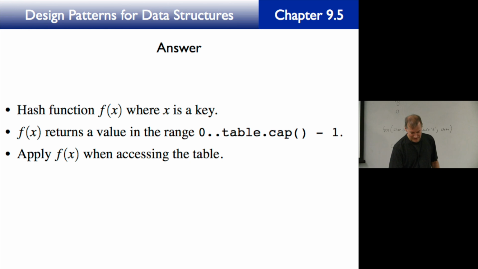All right. Does everybody see? You take a function. So here's the answer. What you do is you design a function. This is called the hash function, f of x, where x is a key. Are you with me? And what this function does is it returns a value in the range 0 dot dot table dot cap minus 1. All right? And then what happens is you take that big number that was with our key, you apply that function to it. That gets you down to this smaller number, and you apply f of x when they're accessing the table. So here is a picture.